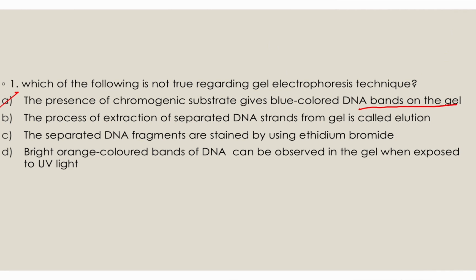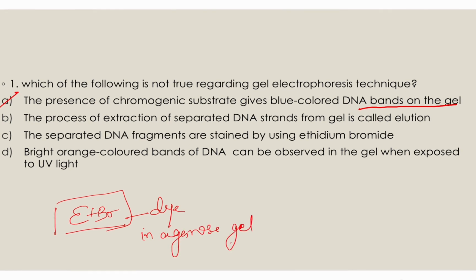The presence of chromogenic substrate giving blue colored DNA bands on the gel is the incorrect statement, as bright colored bands of DNA can be observed in the gel when ethidium bromide treated gel is exposed to UV light. So it is always asked, when do you see DNA on the gel? When you put this dye in the agarose gel, then only you will be able to visualize the DNA.